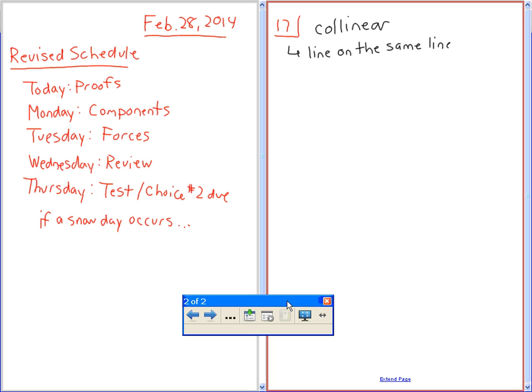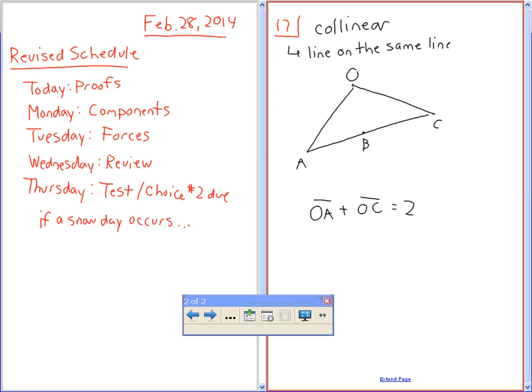Okay, so what we're going to say is here, here's your O. There's A, B, C. Okay, we're supposed to show that OA plus OC is equal to 2OB.